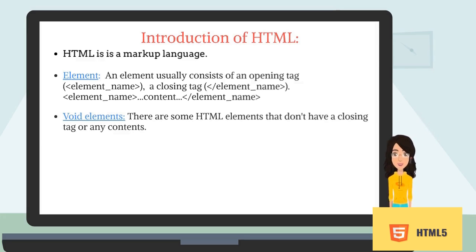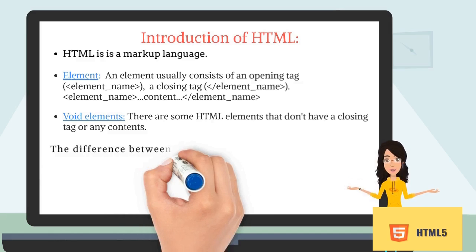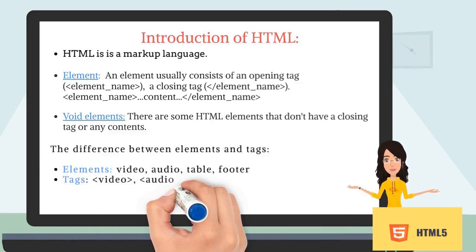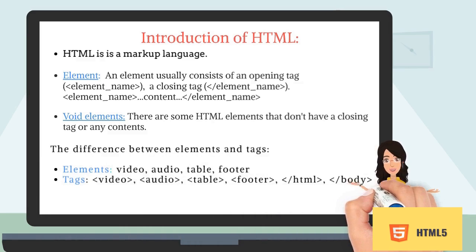An HTML page may consist of potentially hundreds of elements which are then read by a web browser, interpreted and rendered into human readable and audible content on the screen. For this document, it is important to note the difference between the elements and the tag. As you can see on the screen, there's the element video, audio, table, and footer, and also there are the tags video, audio, table, footer, HTML, and body. So I hope by these two examples you can understand the difference between element and tags.